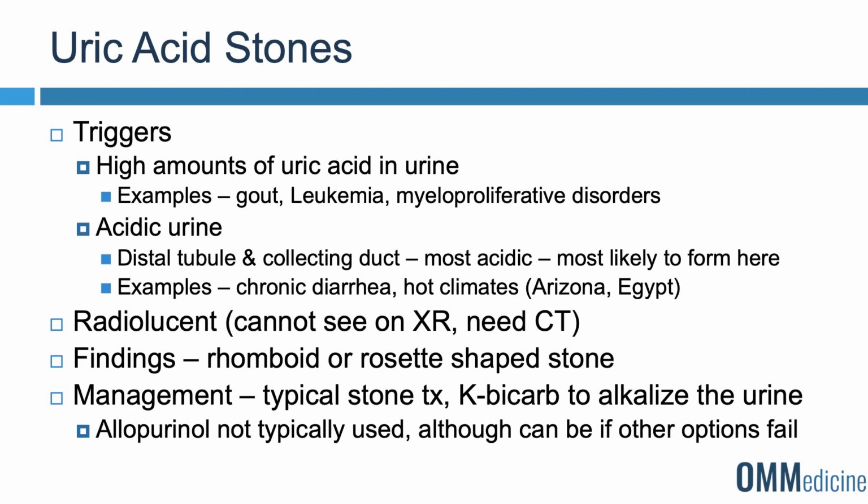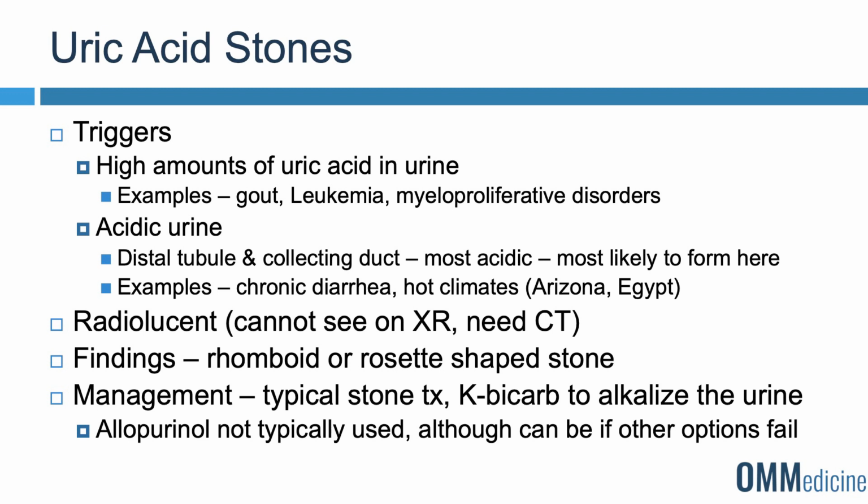So we should ask ourselves, in what scenarios or conditions would we expect high levels of uric acid in the urine? Patients with gout, leukemia, myeloproliferative disorders, or maybe a history of tumor lysis syndrome after chemotherapy would all have high levels of uric acid in the blood, and therefore you would expect higher levels of uric acid in the urine as well. Now, uric acid, as the name implies, is indeed an acid, so if we have acidic urine, then we will also have an increased risk of the formation of uric acid stones.